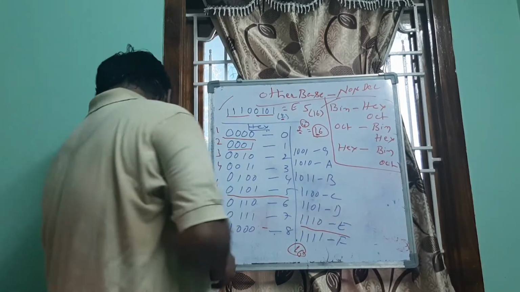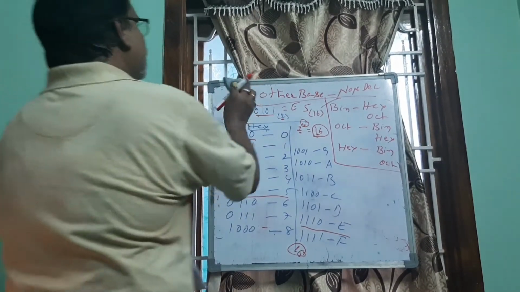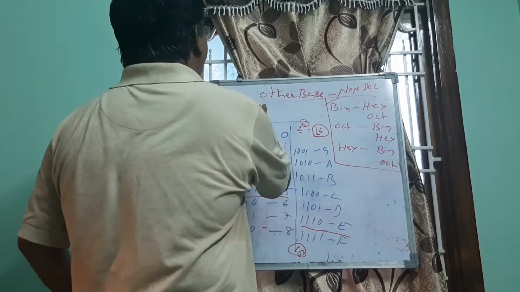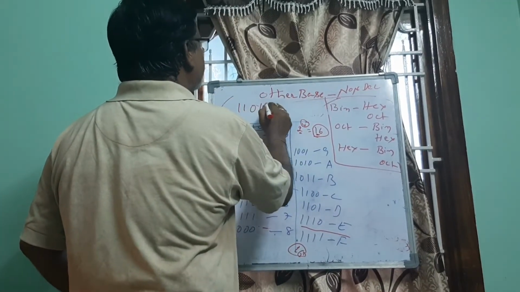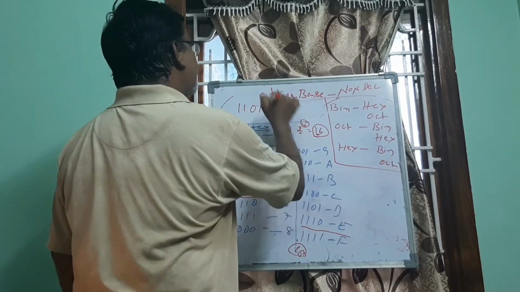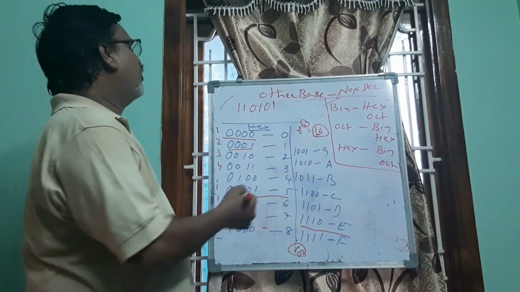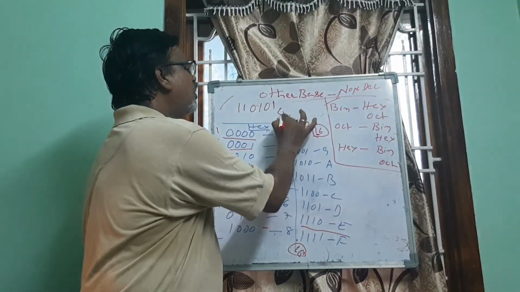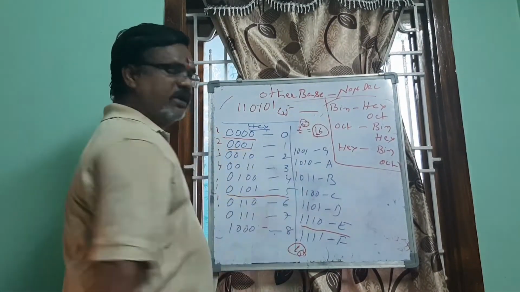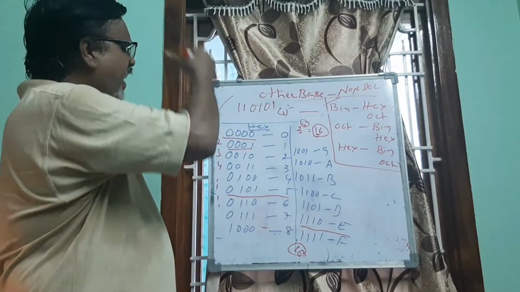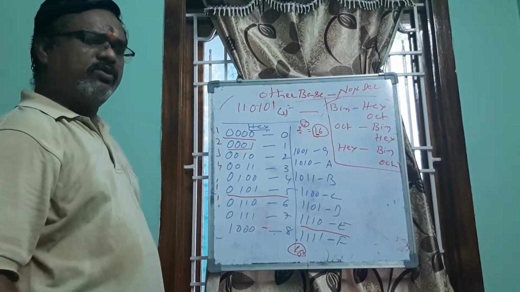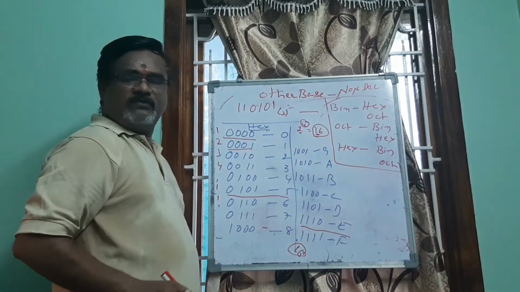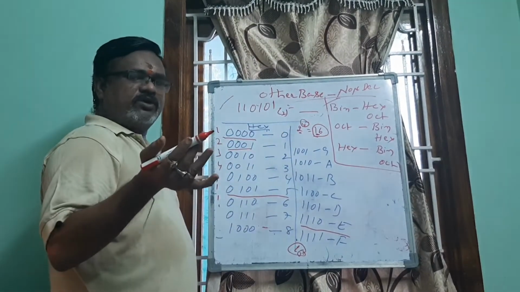Now here you can ask me one small doubt: sir, if a number like 110101 base 2 is given, how do we convert it into the equivalent hexa? As I told you, similarly you have to divide that into groups of 4 bits. But how many bits are there in total? 6 bits are there. So what about the remaining 2?